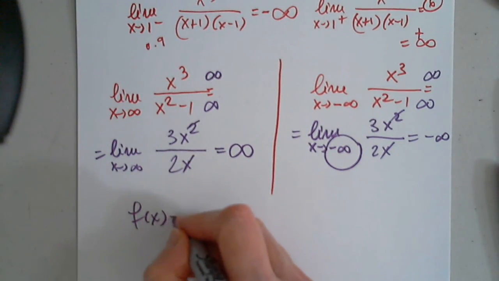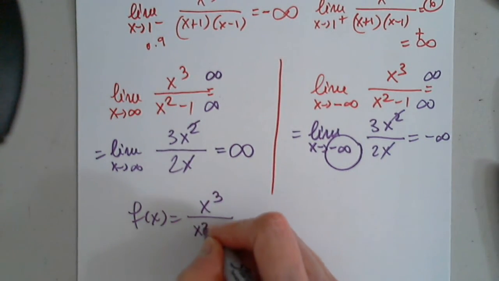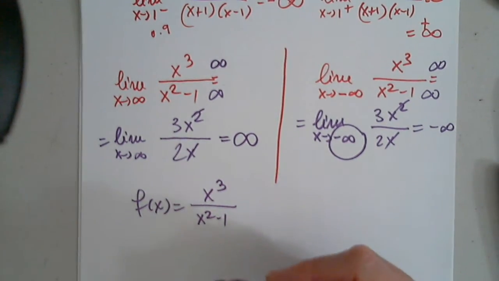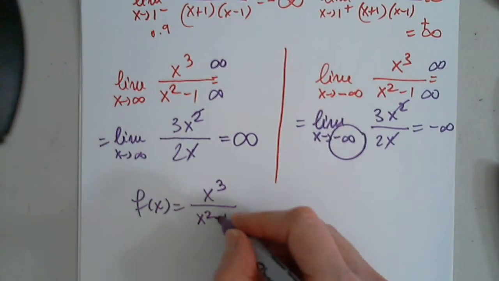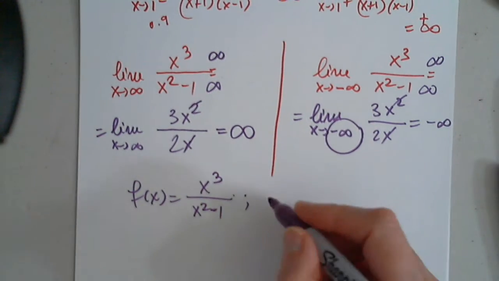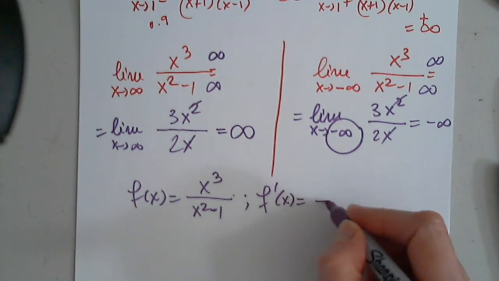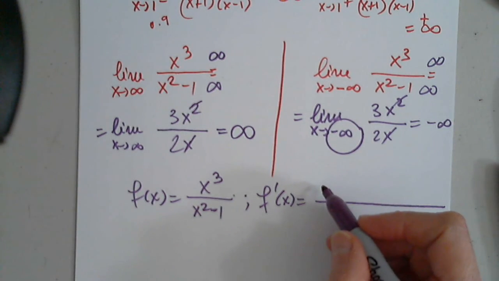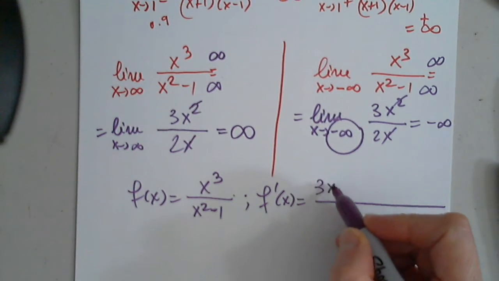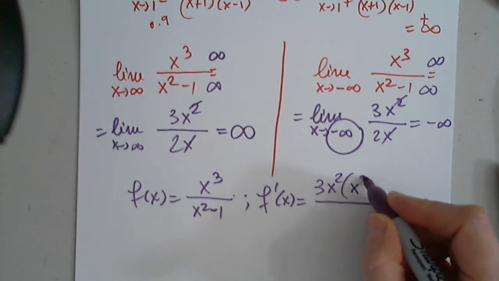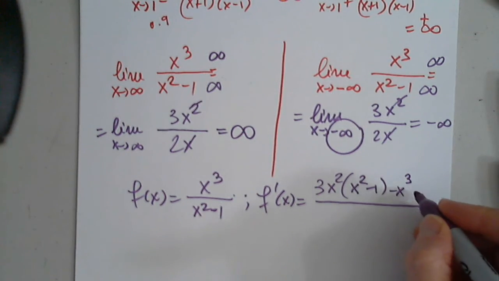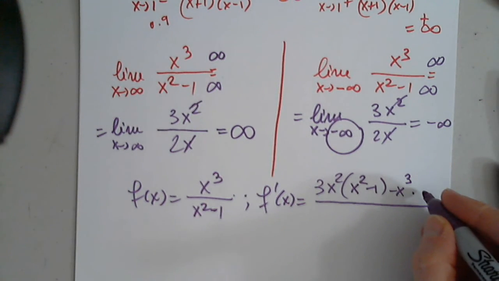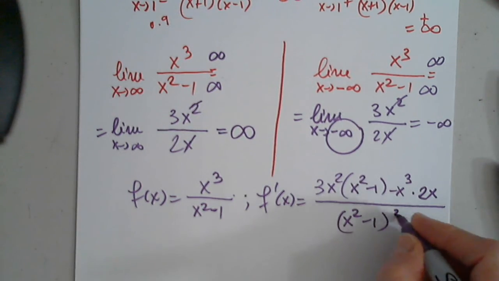I'm going to copy the function here. I have no choice but to use, I shouldn't say no choice, but I will use the quotient rule. Can anyone help with the quotient rule? 3x squared times x squared minus 1. Very good, awesome. Times? 2x. Awesome. Over x squared minus 1 squared.